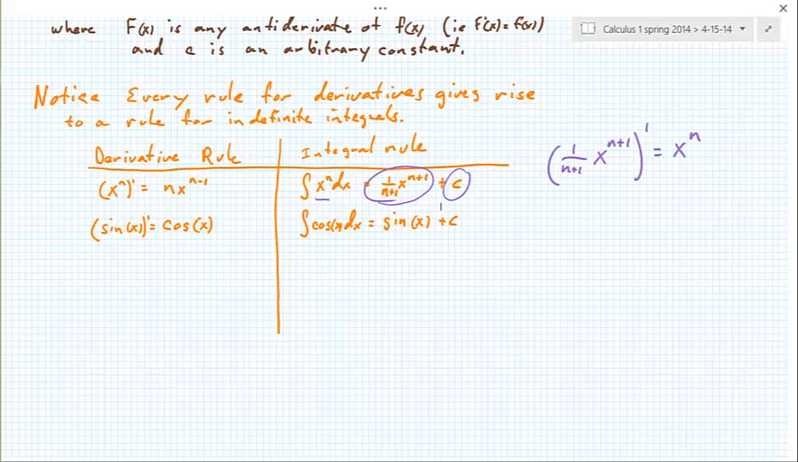I'll make another quick video about some applications of antiderivatives we can do for an area of math called differential equations, and I'll send that out shortly.